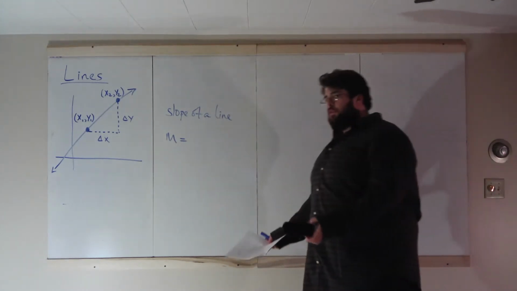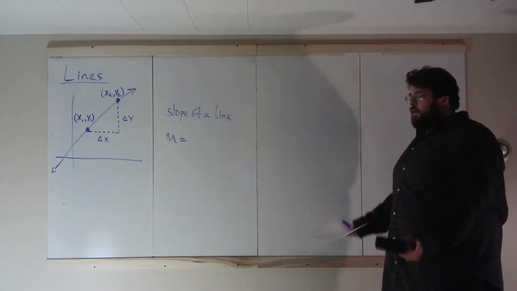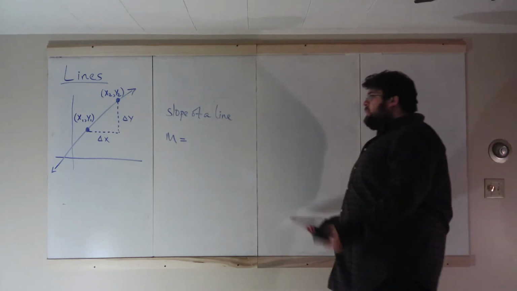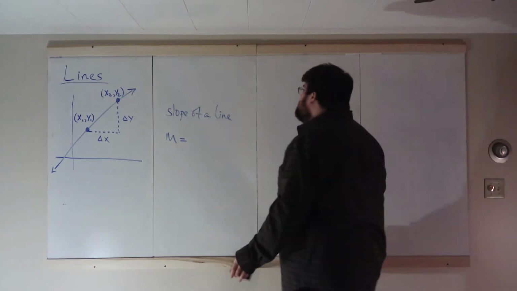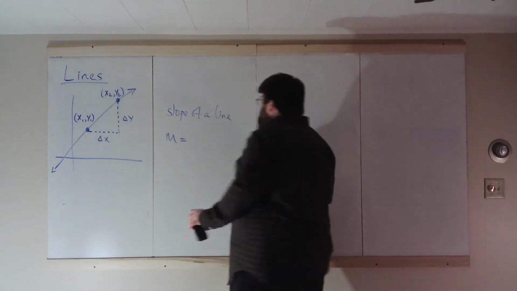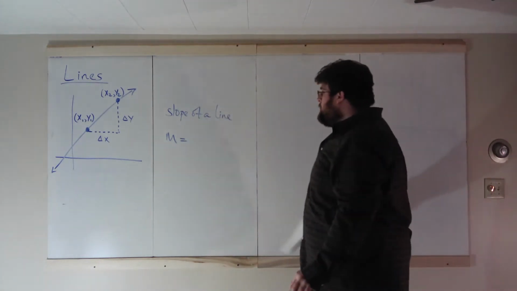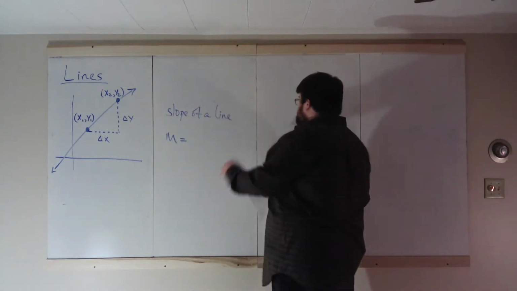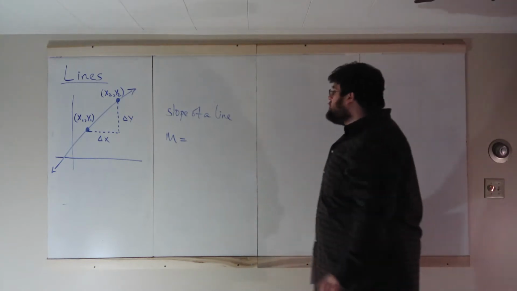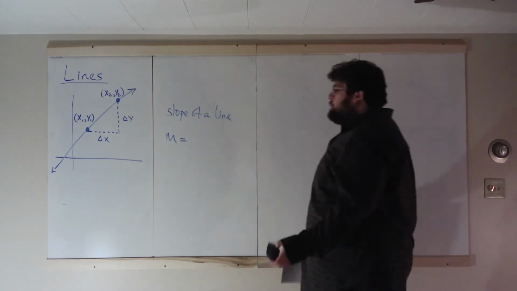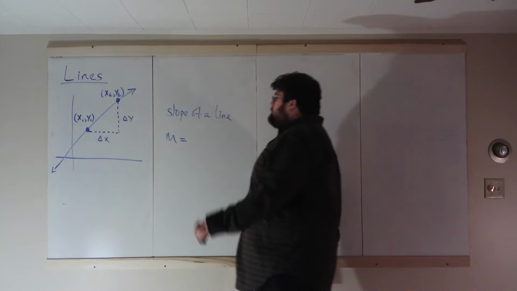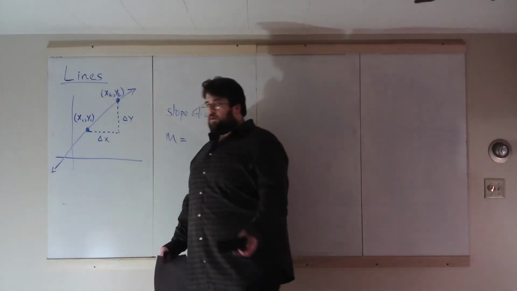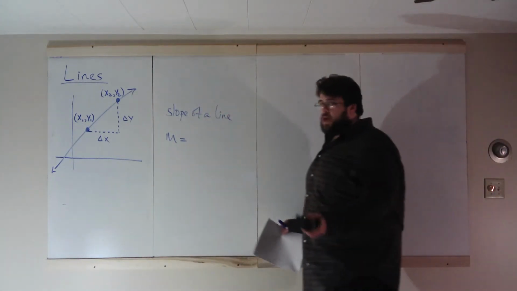And we're going to use those to define a very important constant for a given line called the slope. The slope of a line, we're going to label it with a lowercase m. My lowercase m just looks like a small capital M. That's a lowercase m. And the slope is going to be defined as the amount of vertical change for a given unit of horizontal change.